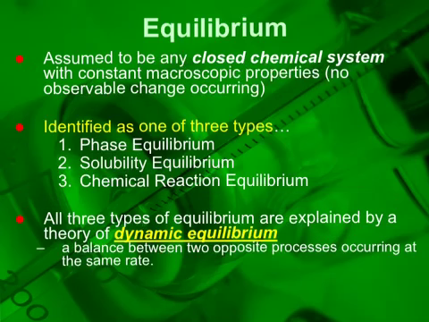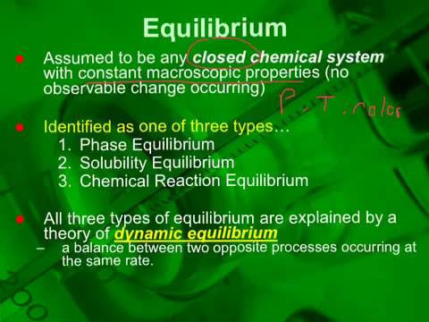Let's talk about equilibrium now. Remember, equilibrium is only for systems that are closed chemically, and an equilibrium is considered to be established when we can no longer see any macroscopic changes, such as things like pressure, temperature, or color change.